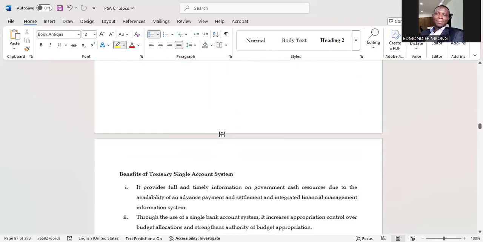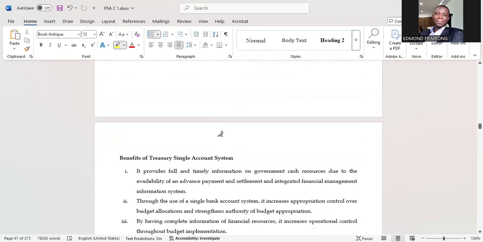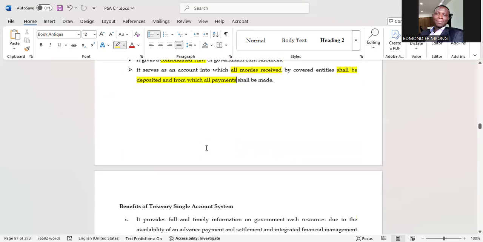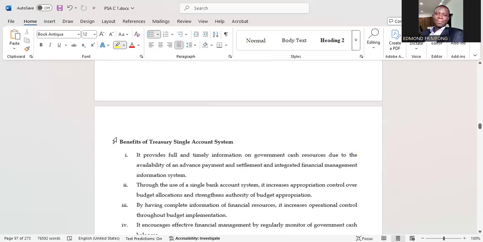Now, what then? So the objectives are what the Treasury Single Account seeks to achieve. If it is able to achieve that, what will be the benefit to government? To government, it is going to provide full and timely information on government cash resources.